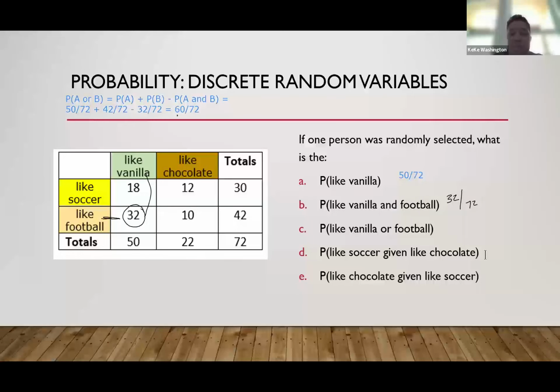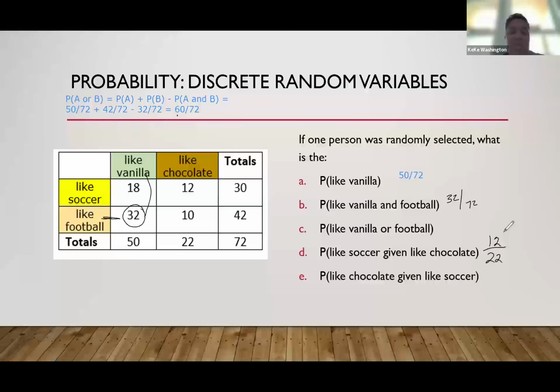Now, what's the probability I like soccer, given I like chocolate? So if it's given that I like chocolate, I'm only interested in those who like chocolate. And we have 22 that like chocolate. So that becomes my denominator. And out of the 22 people that like chocolate, there are 12 of them that like soccer.